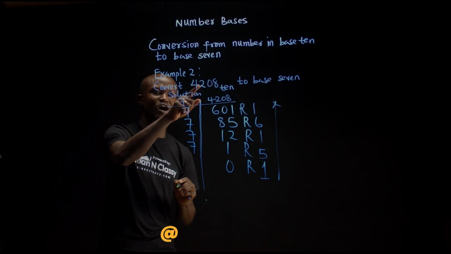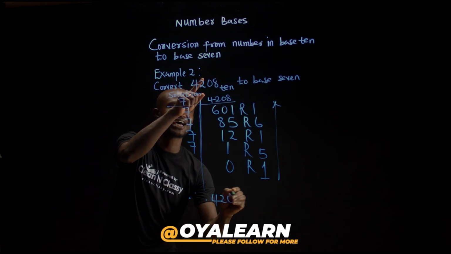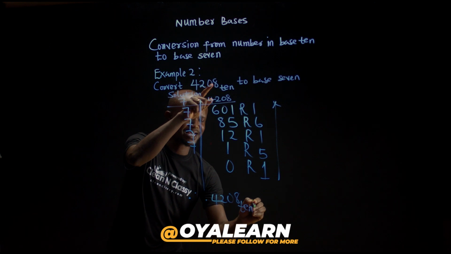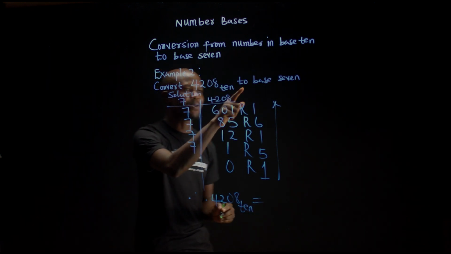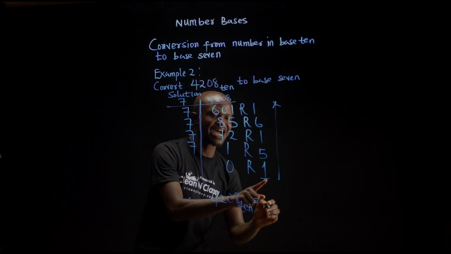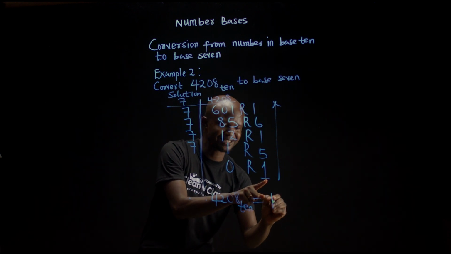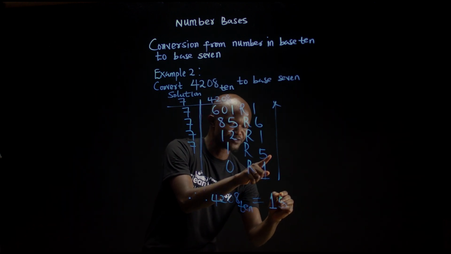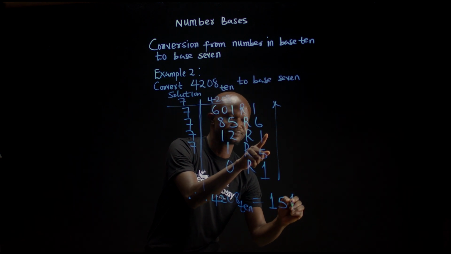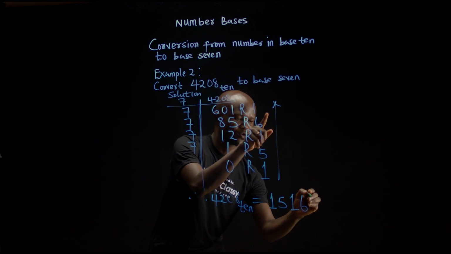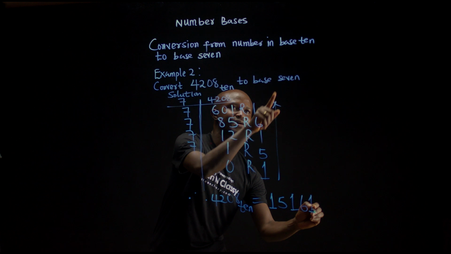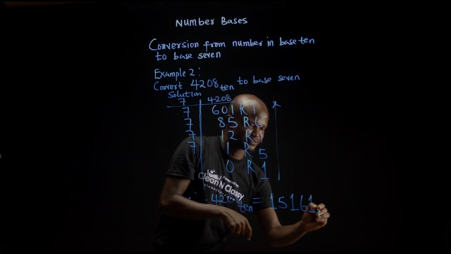We have to convert what? 4,208 in base 10 to what base now? To base 7. So we write our answer from bottom. The first digit here is what? 1. Followed by 5. 1. 6. 1. And what base? Base 7. That is the solution to the problem.